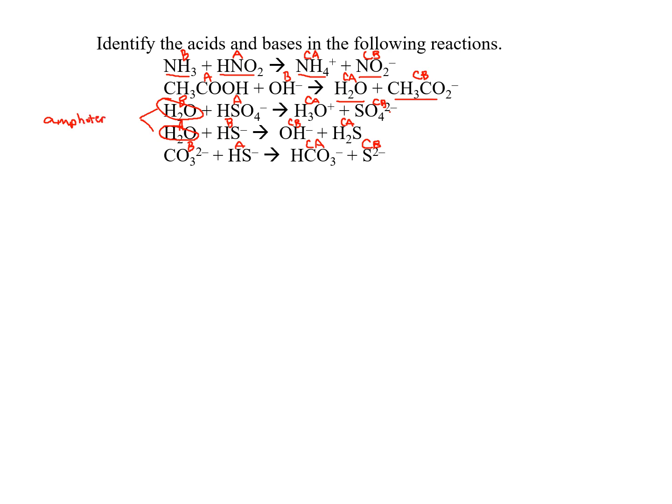Do you spot something else in these examples? Sorry about the C there. Do you spot something else in these examples, another substance in these examples that acted like an acid in one case and a base in another? Hopefully you saw it. It's the HS negative, right? That hydrogen sulfide there is also amphoteric, because it can act as an acid or a base.